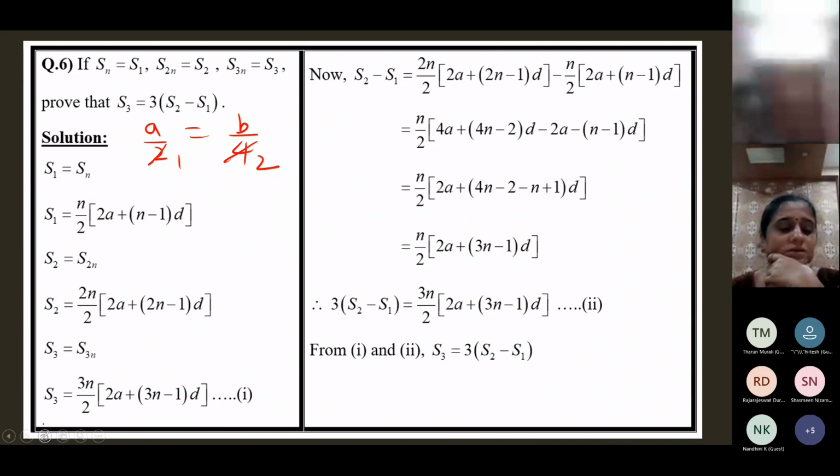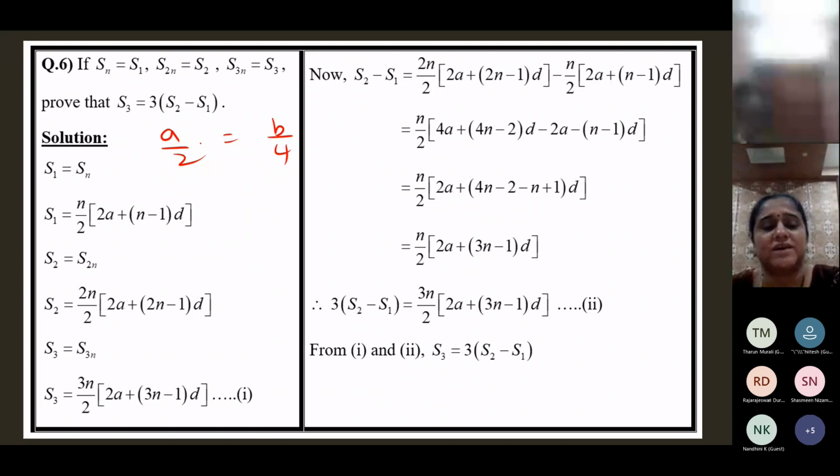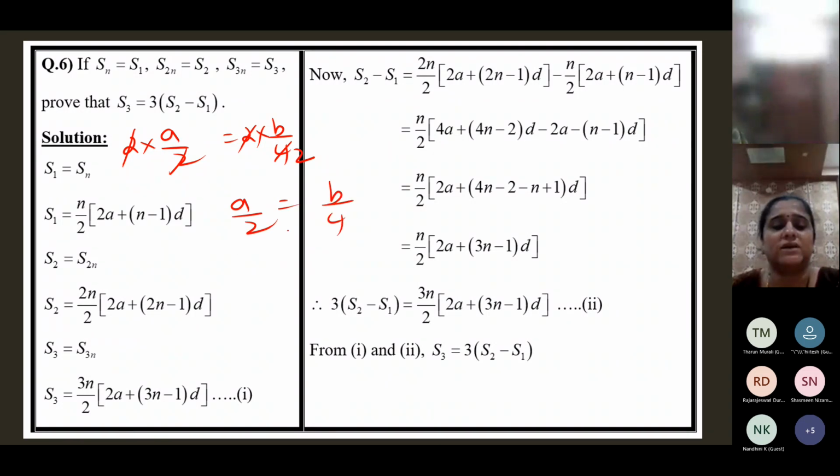Yes, ma'am. Yeah, we can, because a by 2 is equal to b by 4. Supposing we have this, it's like we are multiplying both the sides by 2. So 2 and 2 cancel. 2 1s are 2, 2 2s are 4. So in other words, a by 2 is equal to b by 4, you can simply simplify the denominators.